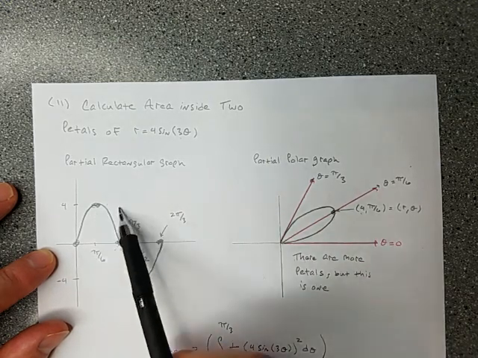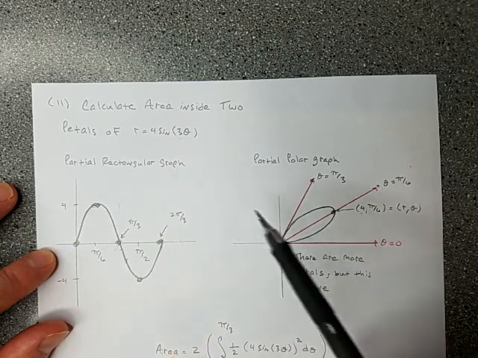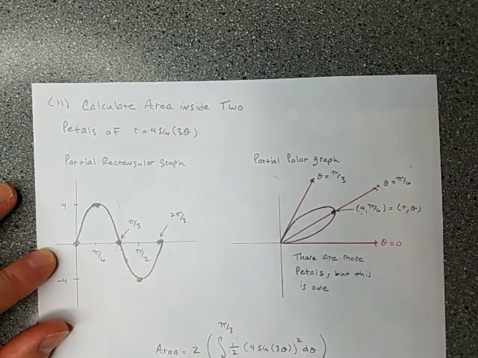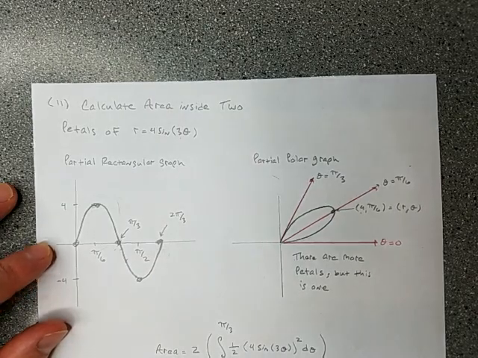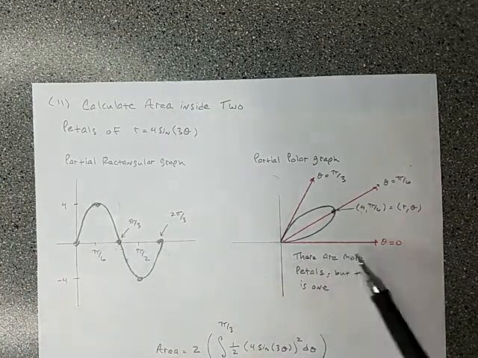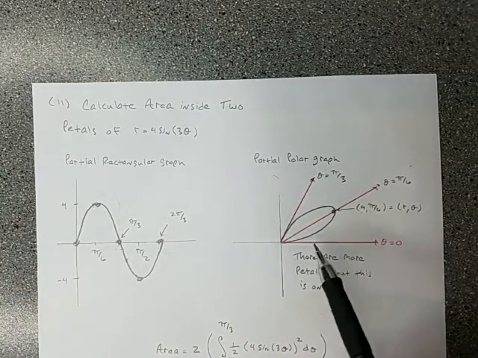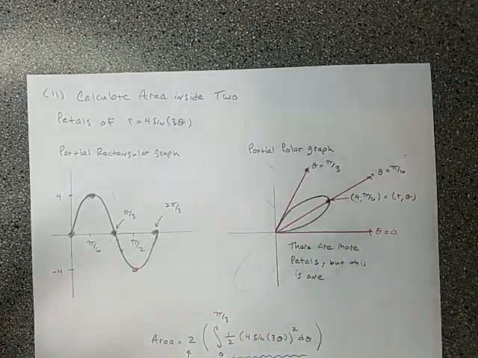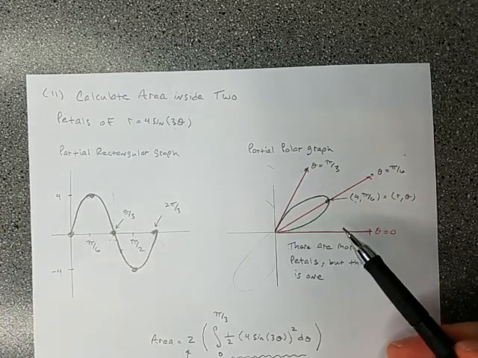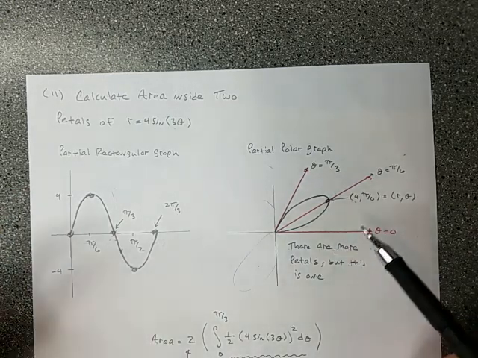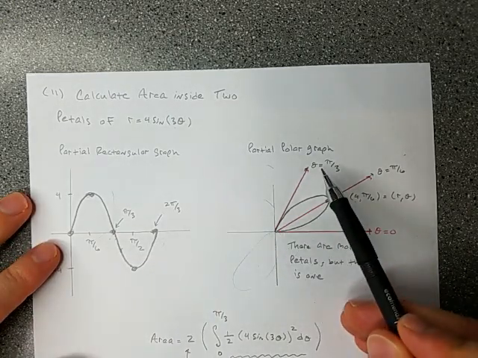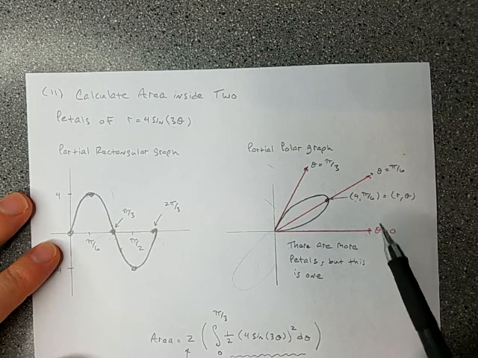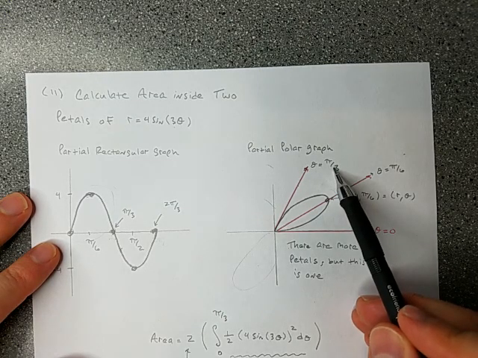So this here on the rectangular graph creates a loop on the polar graph. All right? So there's a loop or a petal or whatever you want to call it. There's more. I mean, if I keep going, there's more of them than that, but I just needed to see one of them. Okay? So, okay, the bounds for that petal, angle-wise, are 0 to pi over 3. Okay?